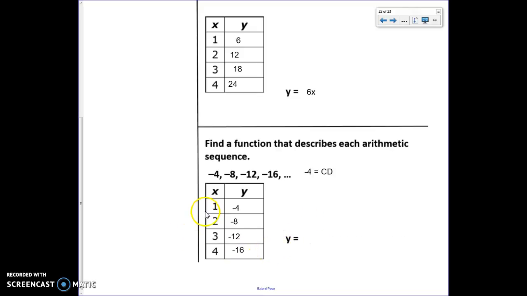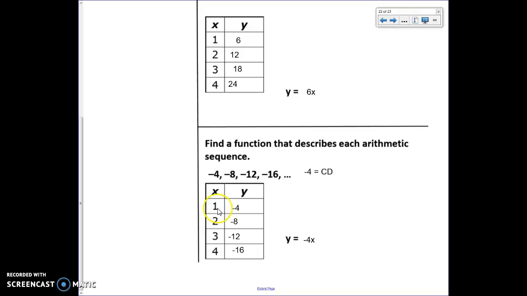So what did I do? I just took my x times -4, which happened to be my common difference, -4x. And this is my function, or my equation, y equals -4x. And this should work out. 4 times -4 is -16. Yep, it does work out.